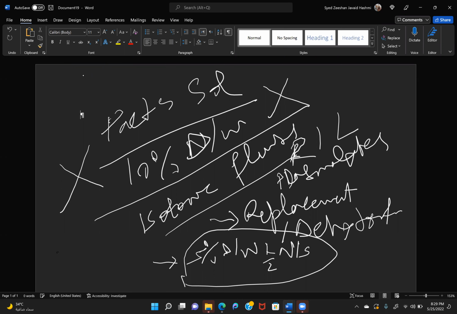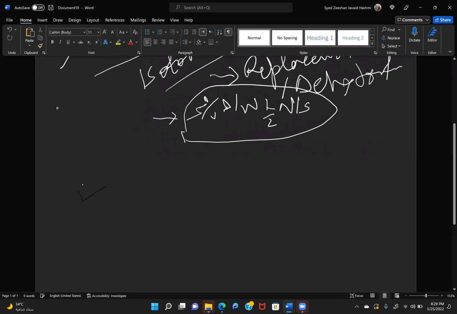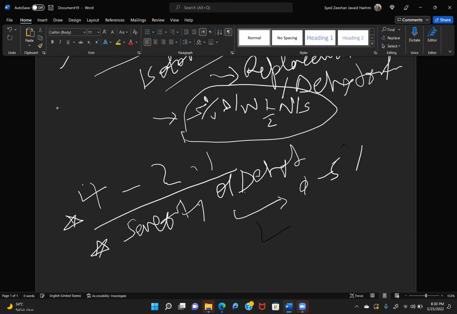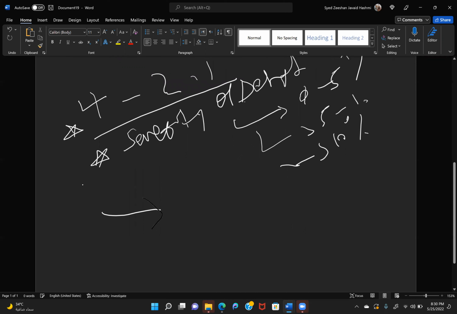We calculate the maintenance fluid with the 4:2:1 Holliday-Segar formula. Everyone knows about it. And then you have to assess the severity of dehydration, and usually it is 1 to 5%, 5 to 10%, and more than 10%, things like that.